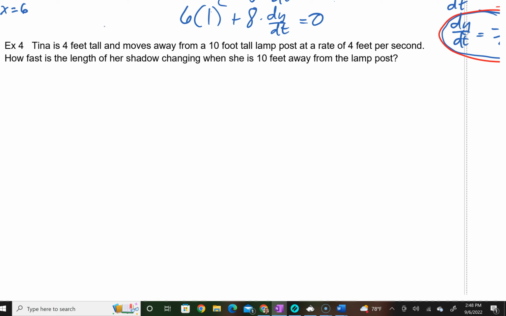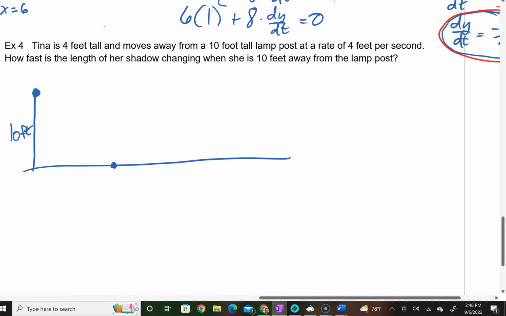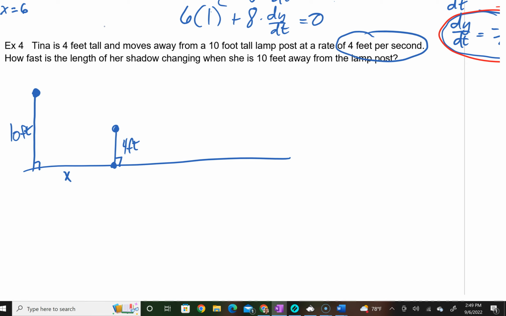Tina is 4 feet tall, and she's moving away from a 10-foot tall light, the lamp source. So we can say here's 10 feet. Here's Tina. She's 4 feet. And she's moving away from it. So here's her distance. And by the way, Tina's standing up straight, making a right angle with the ground. So is the lamp. She's walking away at 4 feet per second.